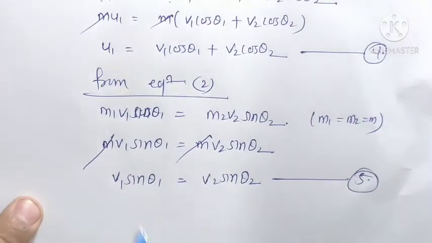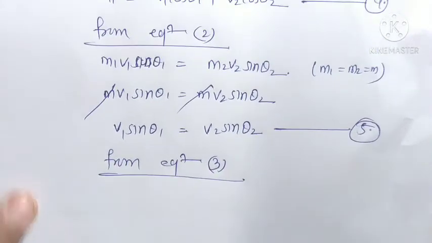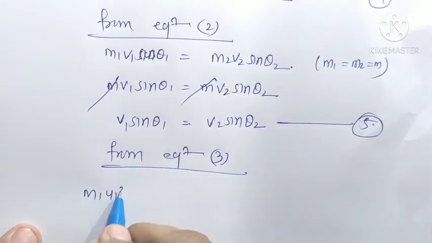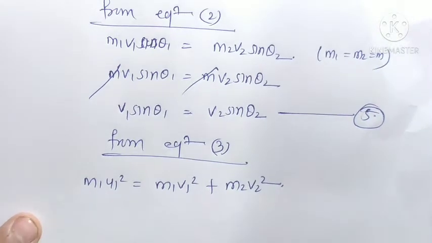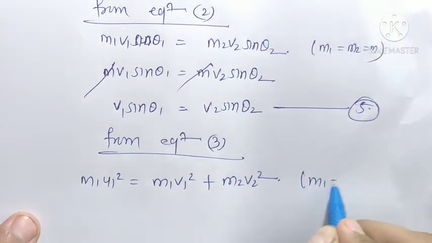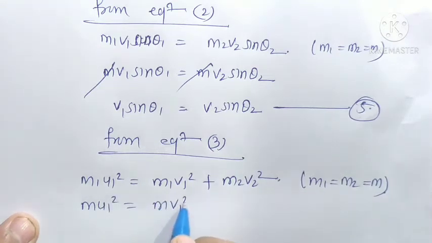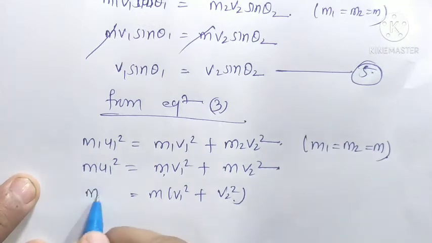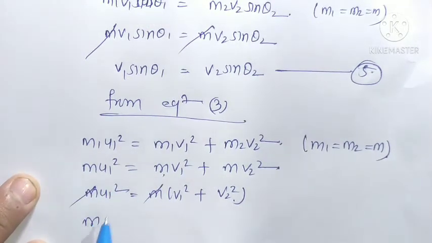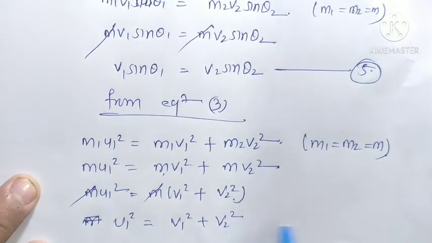Okay, so now from equation number 3, that is m1 u1 square = m1 v1 square + m2 v2 square. Here we use the condition m1 = m2 = m. So m u1 square = m v1 square + m v2 square. We take m common, m (v1 square + v2 square), so m and m cancel each other. So u1 square = v1 square + v2 square. We give it equation number 6.